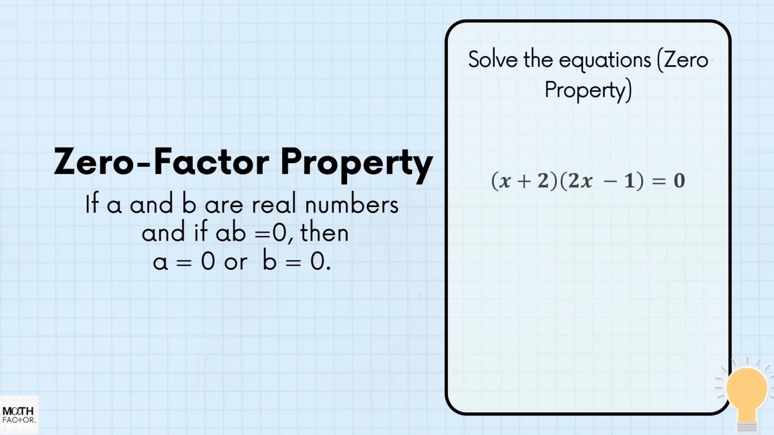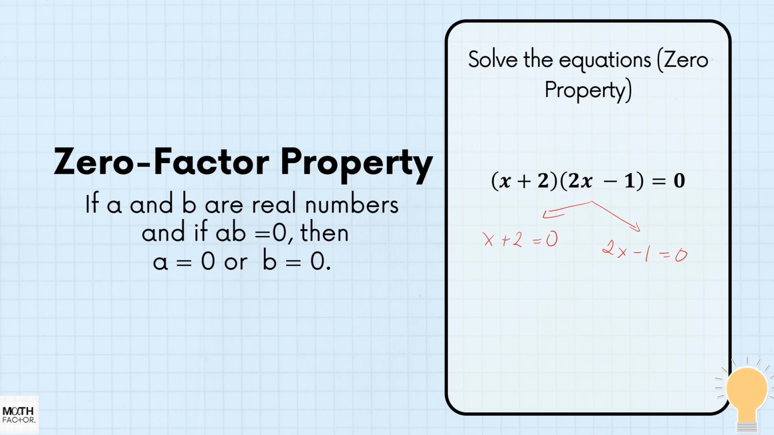In this example, we have x plus 2 times 2x minus 1 equals 0. We can now separate these factors into two equations. The first equation will give us x plus 2 equals 0, and the second equation will give us 2x minus 1 equals 0. After this, we will now solve for the values of x.